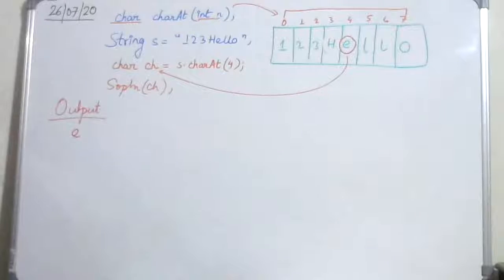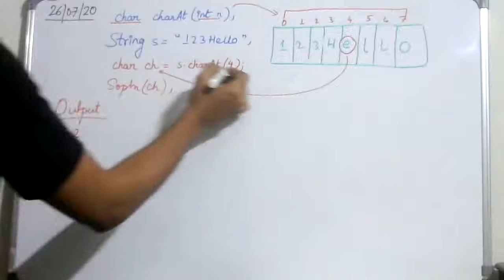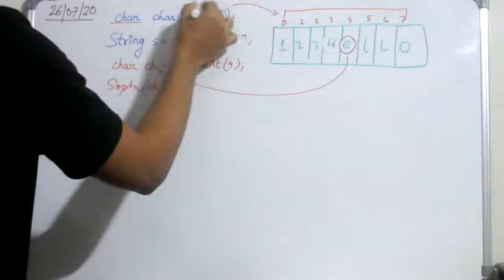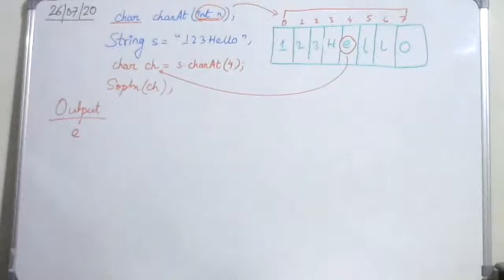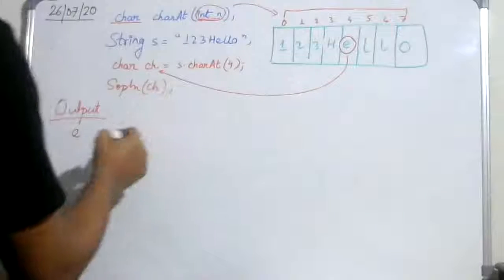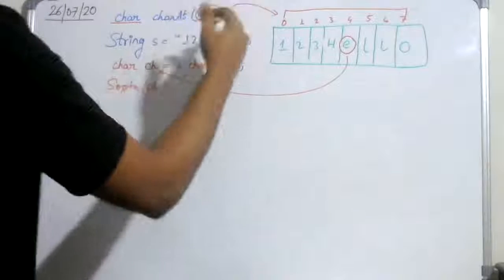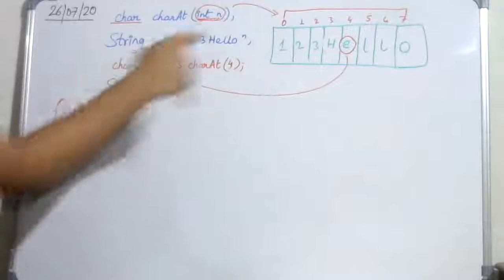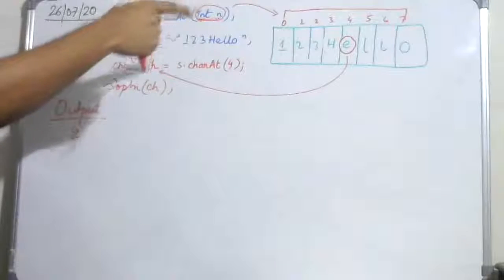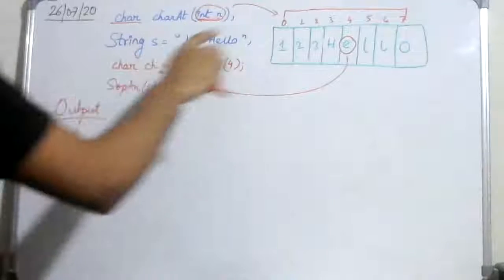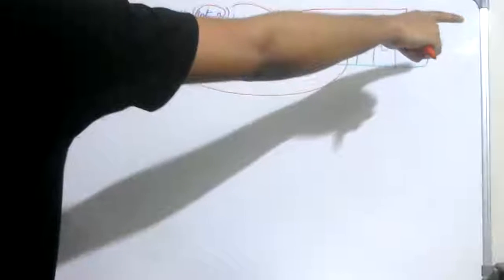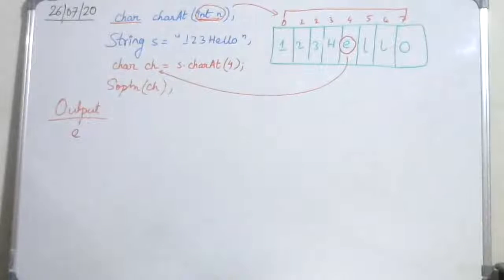Remember, there is one important thing: this particular value that the char function takes as an argument cannot be less than 0. There's nothing before 0, since indexing starts from 0. It can be equal to 0, but it cannot be less than 0, and it cannot be more than the length of the string. It will always be less than the length of the string.